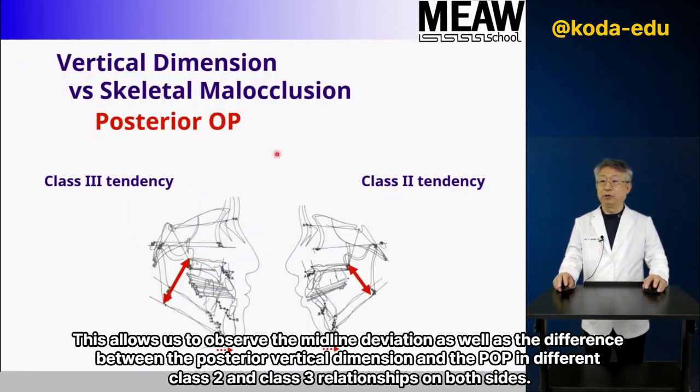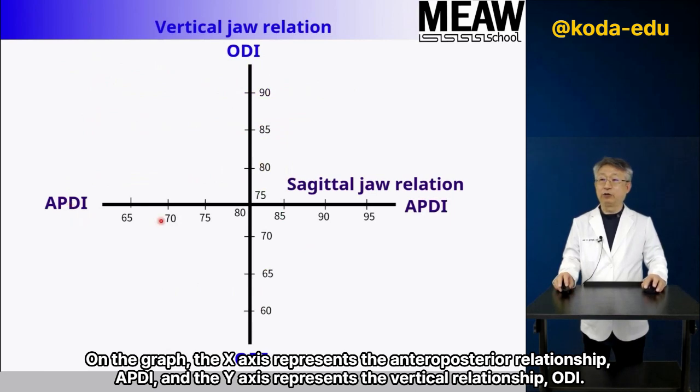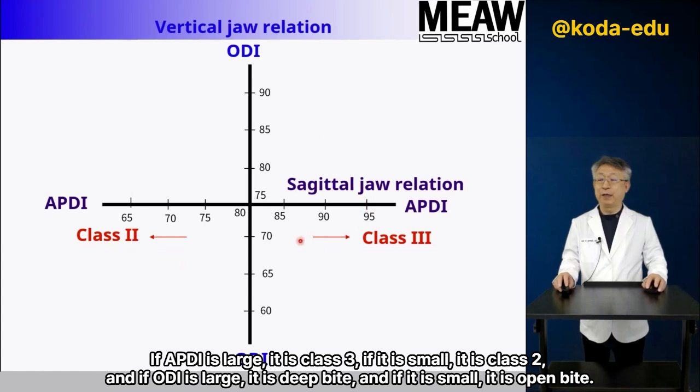This allows us to observe the midline deviation as well as the difference between the posterior vertical dimension and the POP in different class 2 and class 3 relationships on both sides. On the graph, the y-axis represents the anteroposterior relationship, APDI, and the x-axis represents the vertical relationship, ODI. If APDI is large, it is class 3, if it is small, it is class 2, and if ODI is large, it is deep bite, and if it is small, it is open bite.